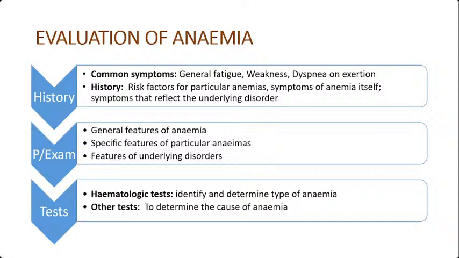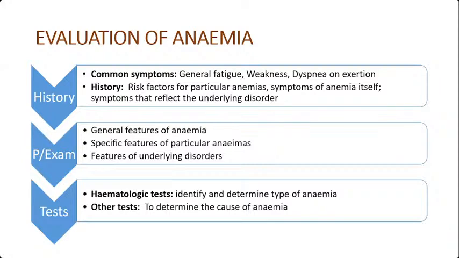So in your history, you have to take a good and careful history. In your physical exam, you look for the general features of anemia that I have highlighted. And then you also look for specific features of particular anemias. And I gave you some examples like skull bossing or koilonychia, etc. And then looking for the underlying disorder, again, in your physical exam.